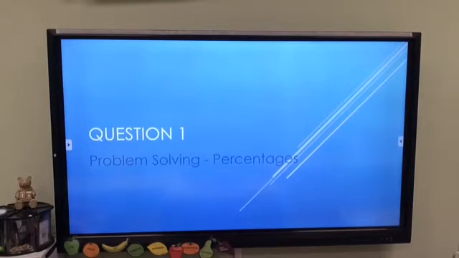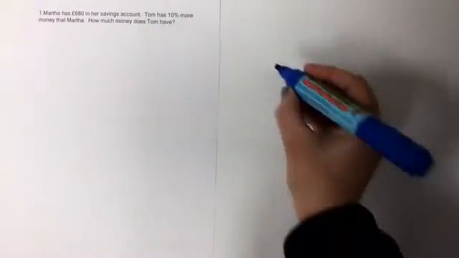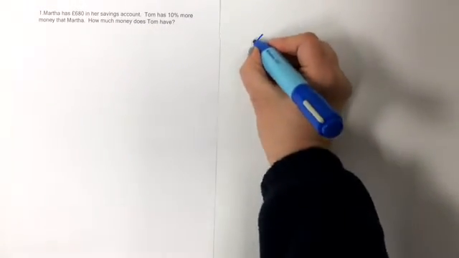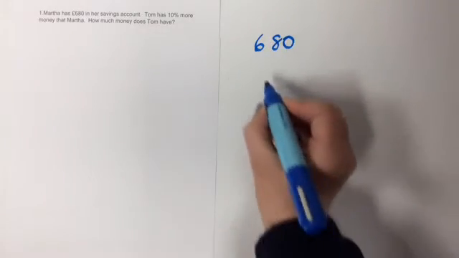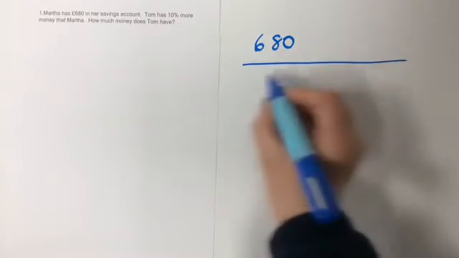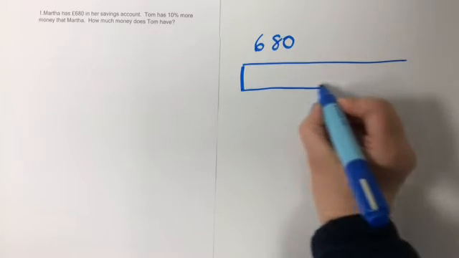Question 1. Okay, so our first question was Martha has £680 in her savings account. Tom has 10% more than Martha. How much money does Tom have? So, if we've got our 680, we need to know 10% to find out what Tom has.